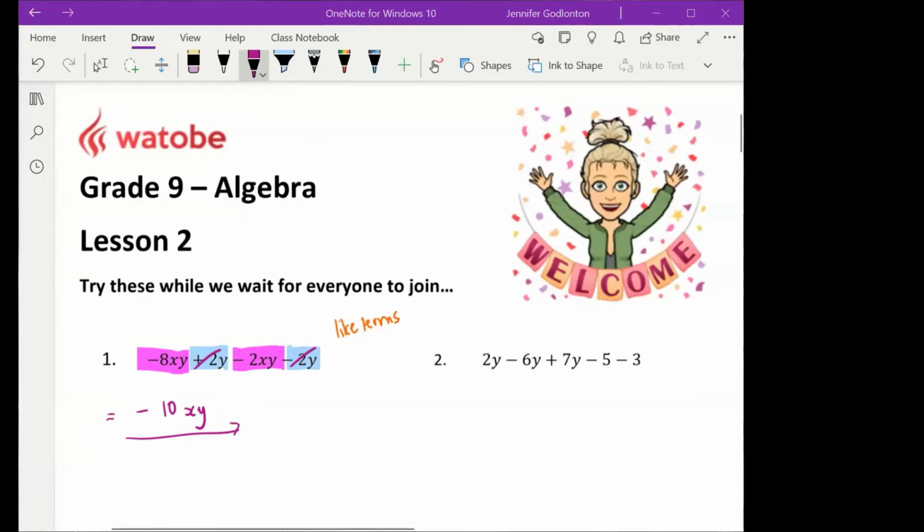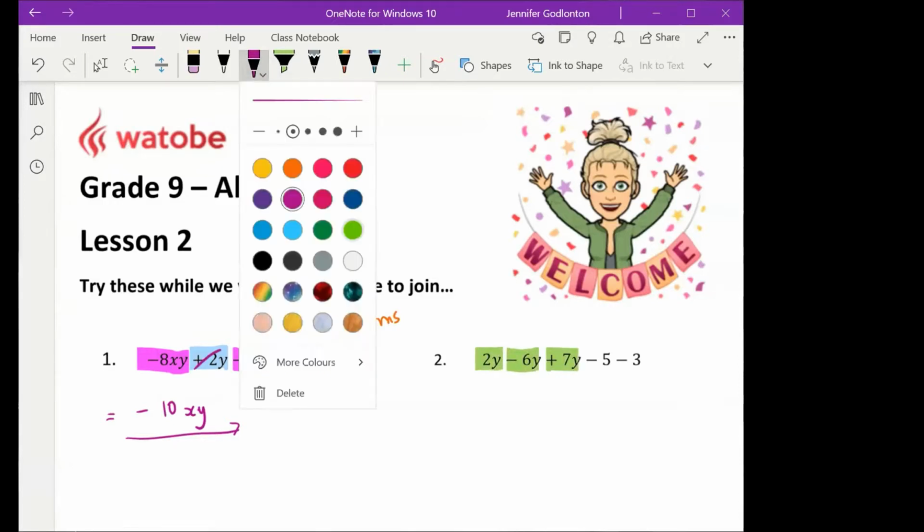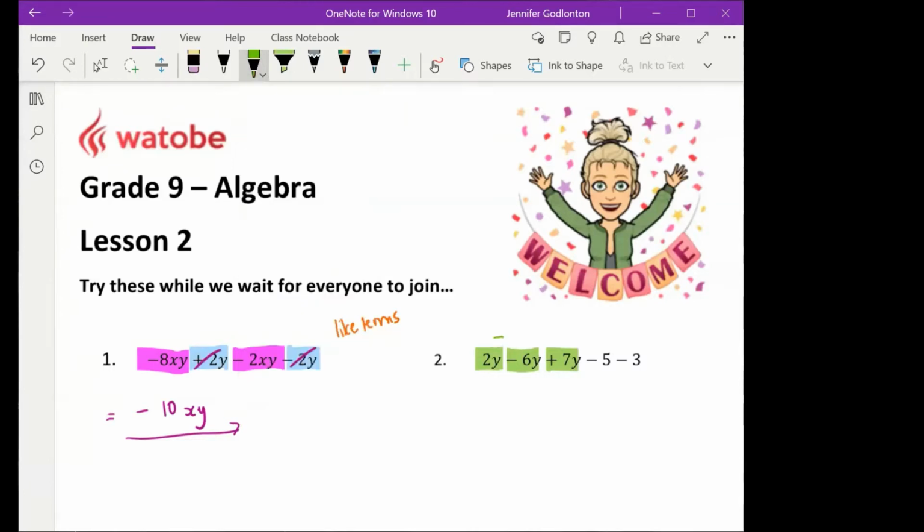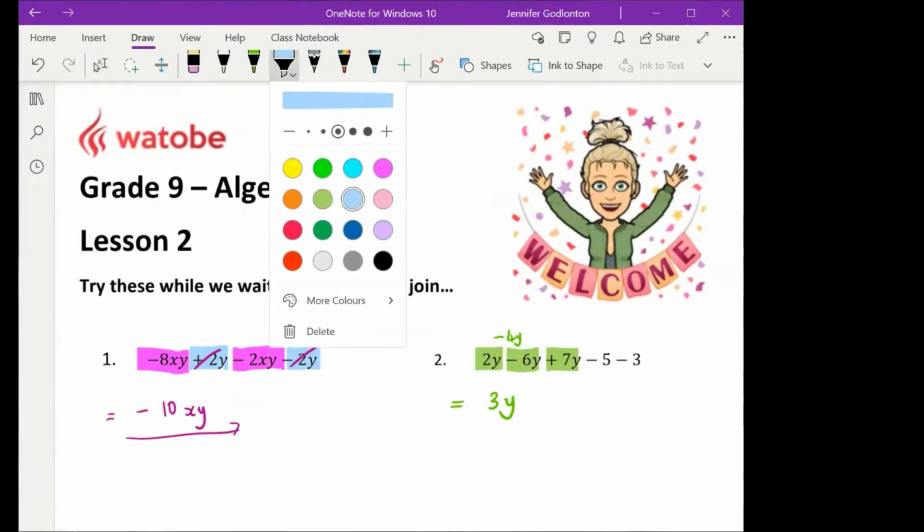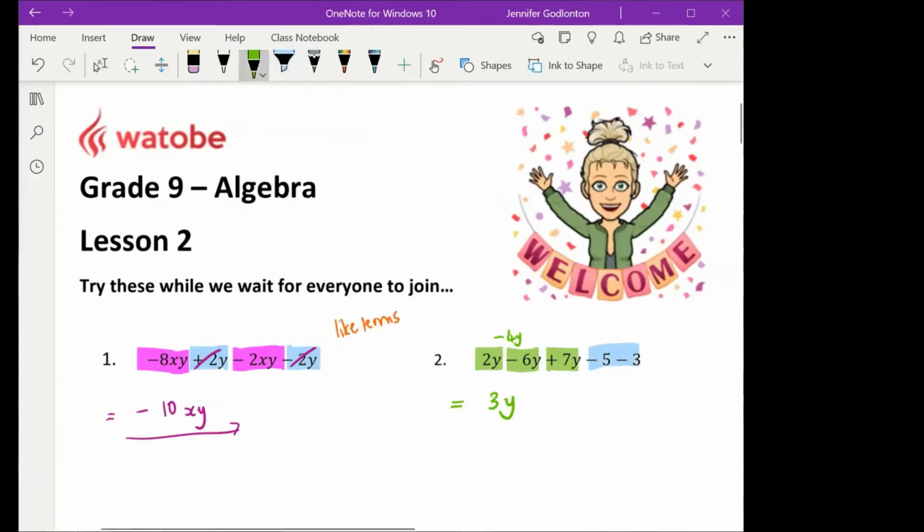I see lots of people got number 2 right, which is awesome. Let's jump through. The first thing we want to do is link our like terms. We've got 2y minus 6y plus 7y, so let's go through those first. 2y minus 6y is going to give us negative 4y, and negative 4y plus 7y is going to give us 3y. And then we have negative 5. Let me get these colors out again. Negative 5 minus 3 is going to give us negative 8.